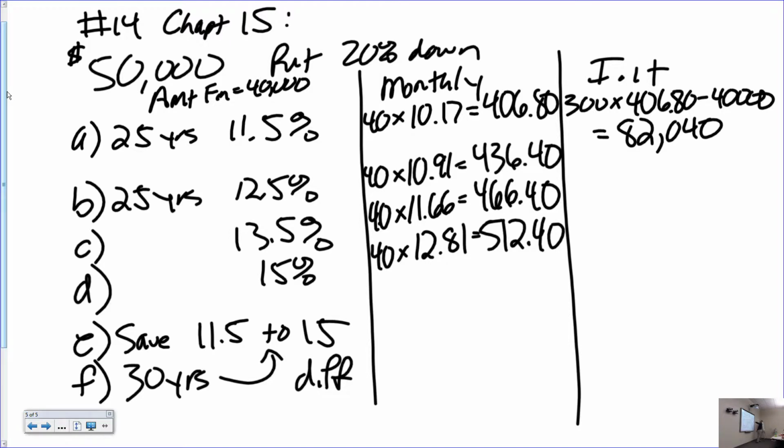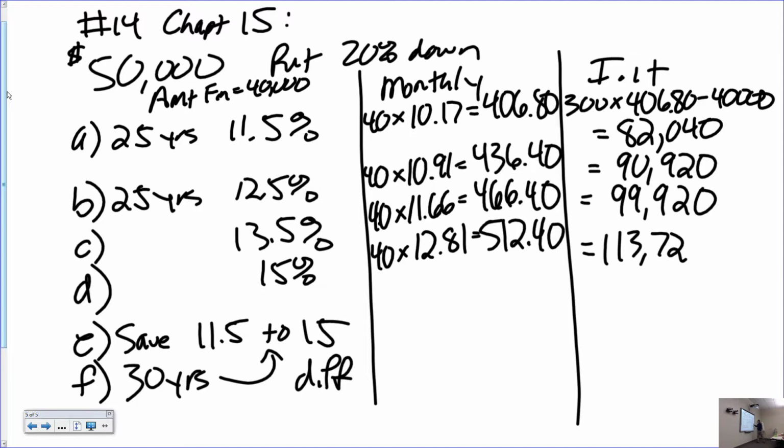What's 300 times 436.40 minus 40,000? 99.20. What's 300 times 466.40 minus 40,000? 99,920 again. As long as I'm right, I won't say anything. It sounds right. It's 300 times $30 more. That's $9,000, so it should be $9,000 more, right? 113,720 for the 15%.